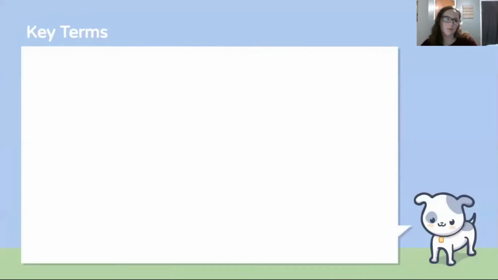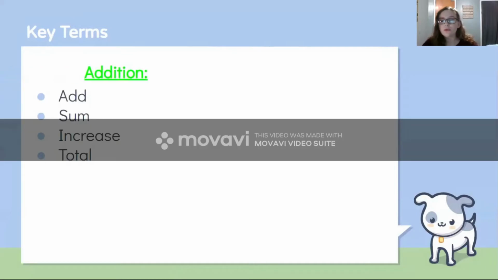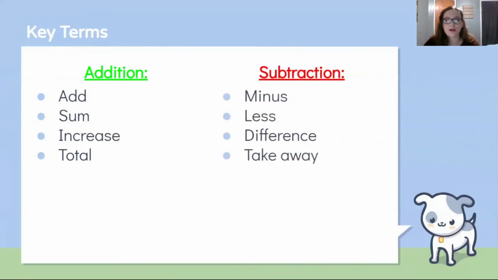So we went over many of them over the last few days. So let's start off with some addition terms. We have these terms you want to look for when reading a word problem. So it's going to be add, sum, increase, and total. And for subtraction, some words you want to look for are minus, less, difference, and to take away.